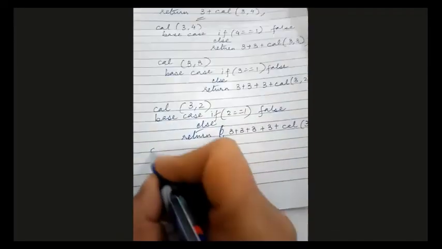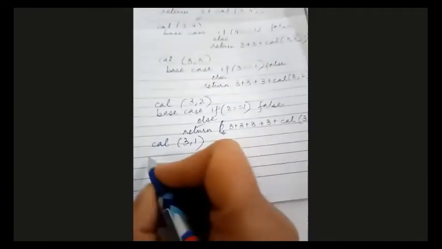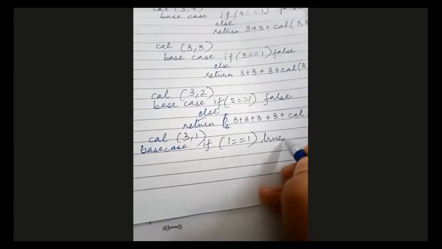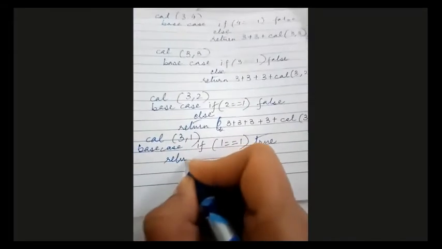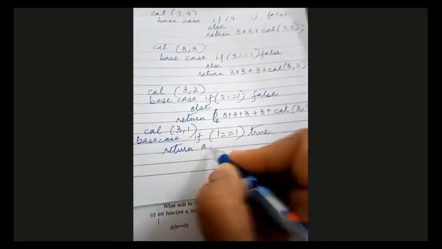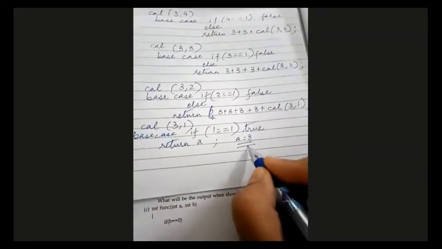Then the cal function is called with the values 3 comma 1. Now the base case is if 1 double equals 1. Now it is true. Since it is true, it will return the value of a. What is the value of a? It is 3. a has never changed. So it is going to return 3. Where will it return 3? It will return 3 here, in the last calling statement.